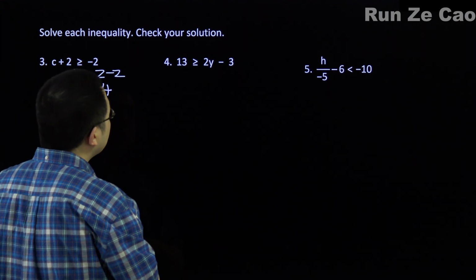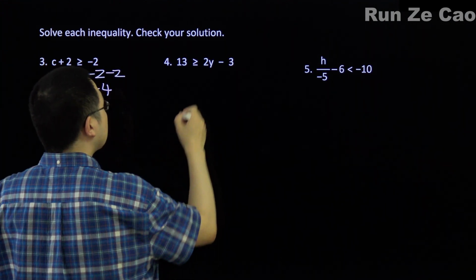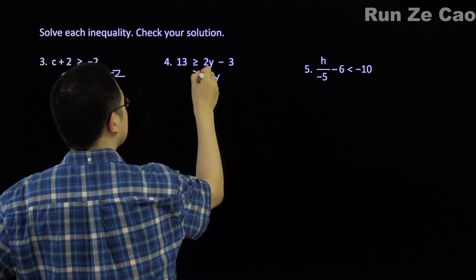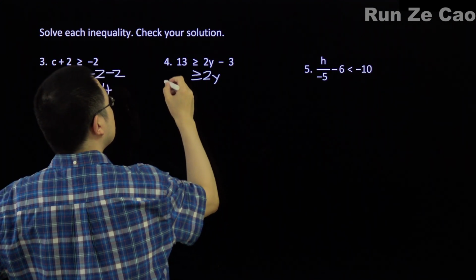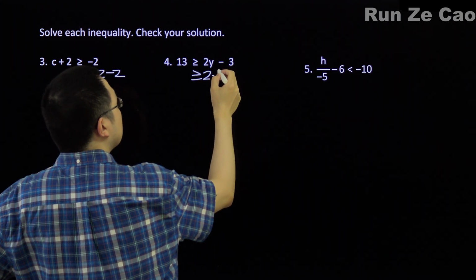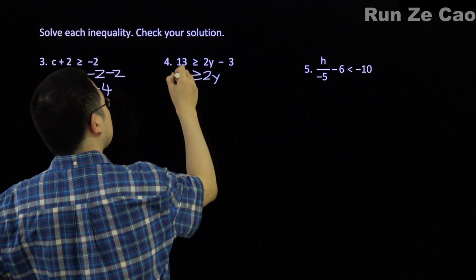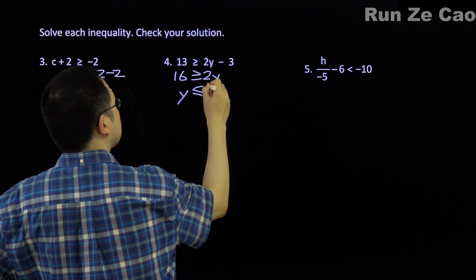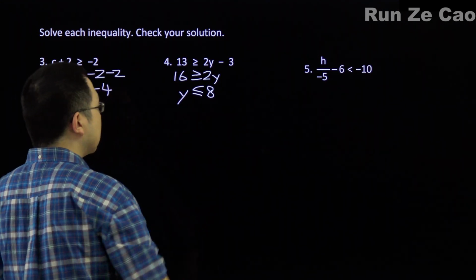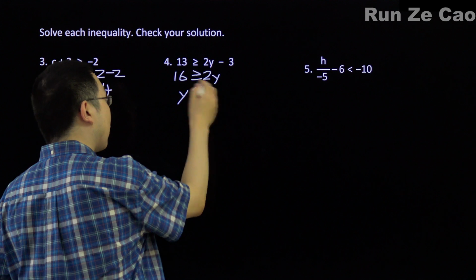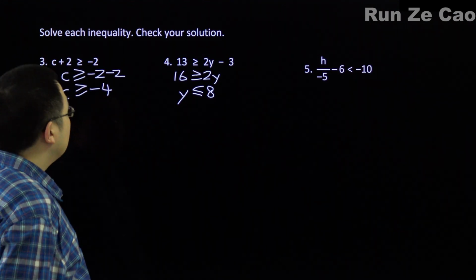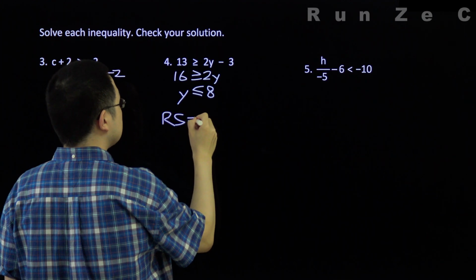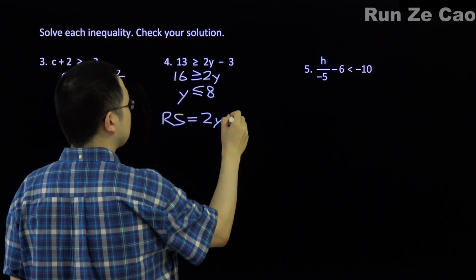This 13 is greater than or equal to 2y minus 3. Well, you got 2y, and you got a greater than or equal to sign here. So 13 plus 3. That's going to be 16. Y is going to be less than or equal to 8. Or you could say 8 is greater than or equal to y, but then you get y is less than or equal to 8.